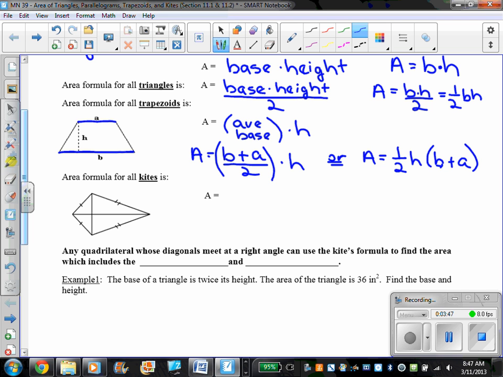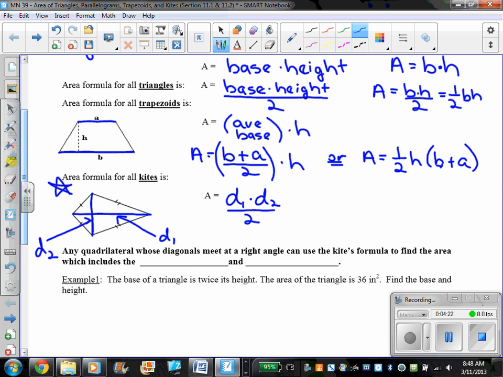And this is the one, though, that I don't know if you've ever seen, and I want to make sure that you put a star by it. The area formula for all kites has nothing to do with the bases. So this is the one that does not deal with the bases, but we deal with the diagonals instead. So let's call this right here diagonal sub 1. So this is like the first diagonal. And then this diagonal right here is your second diagonal. And the reason that's important is because the formula is diagonal 1 times diagonal 2 divided by 2.